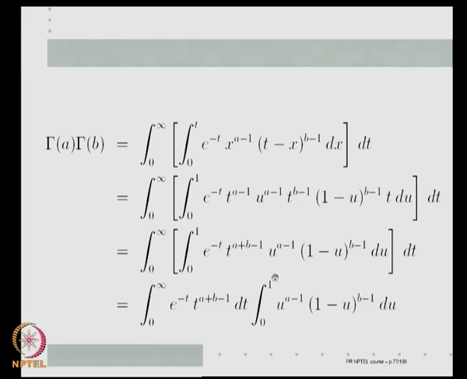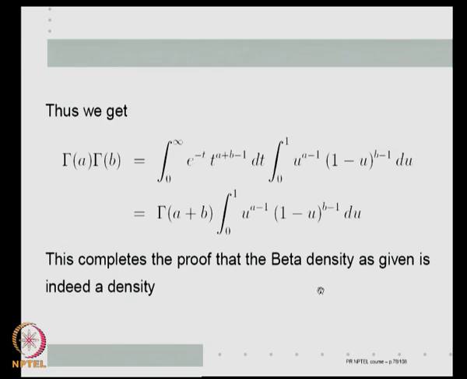Now, are we done? Can we recognize this? The integral from 0 to infinity of e to the power minus t, t to the power something dt, is nothing but a gamma function of a plus b, right. So, what have we got? This is gamma function a plus b.